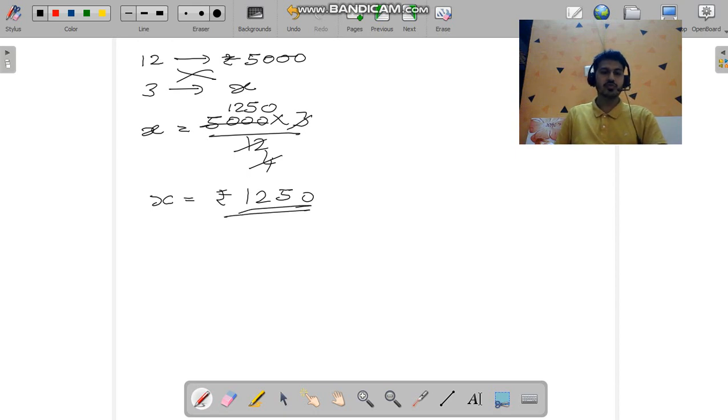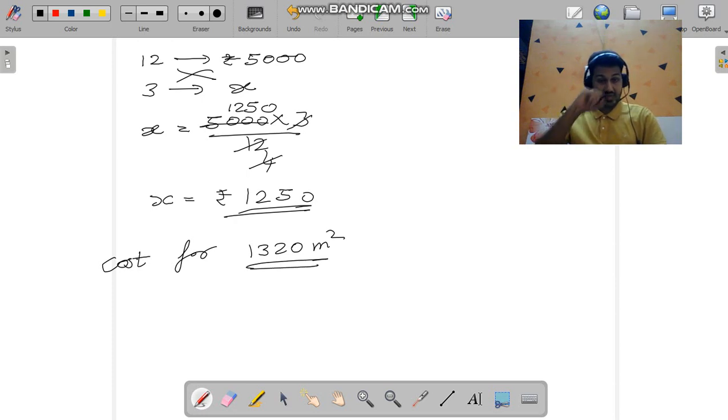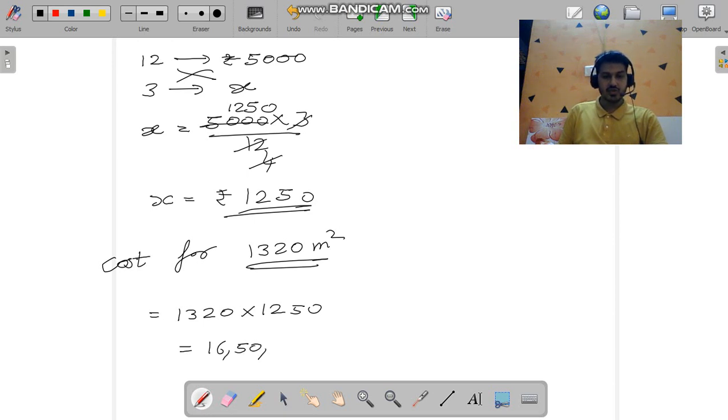Now we have to find the cost for 1320 meter square area. So 1 meter square area costs 1250, so multiply by the total area. 1320 multiply 1250 will be 16,50,000 rupees. It means the company has to pay 16,50,000 rupees for advertising for 3 months on that triangular wall. Now let us see the next question.